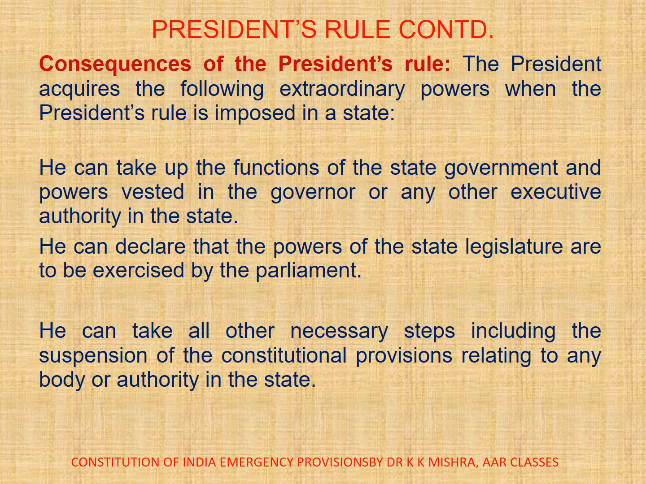Now, we will talk about the consequences of the President's Rule. The President acquires the following extraordinary powers when the President's Rule is imposed in a state. He can take up the functions of the state government and powers vested in the governor or any other executive authority in the state. He can declare that the powers of the state legislature are to be exercised by the Parliament. He can take all other necessary steps, including the suspension of the constitutional provisions relating to any body or authority in the state.